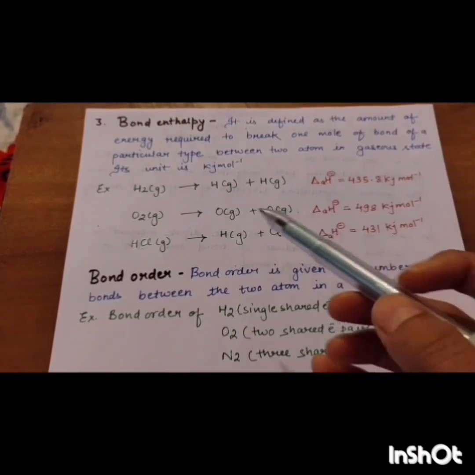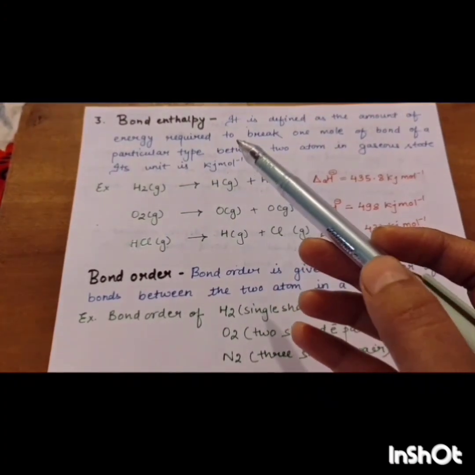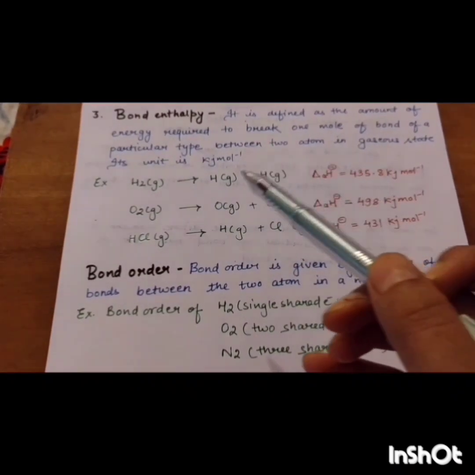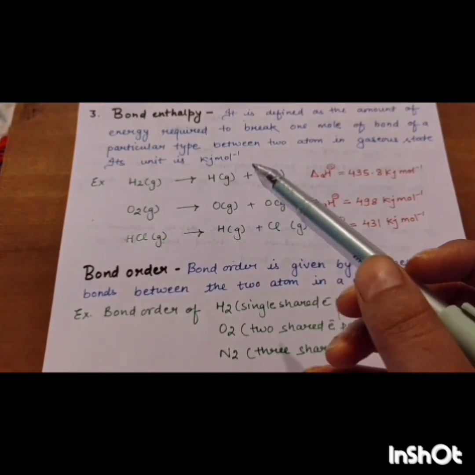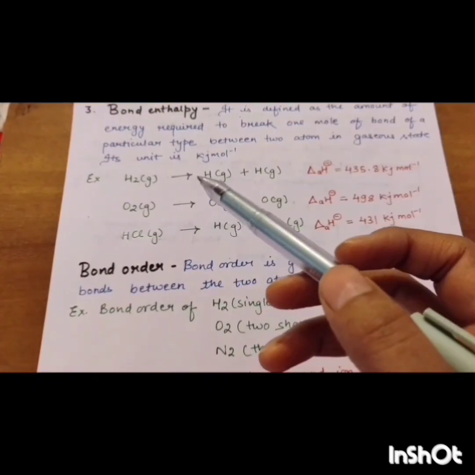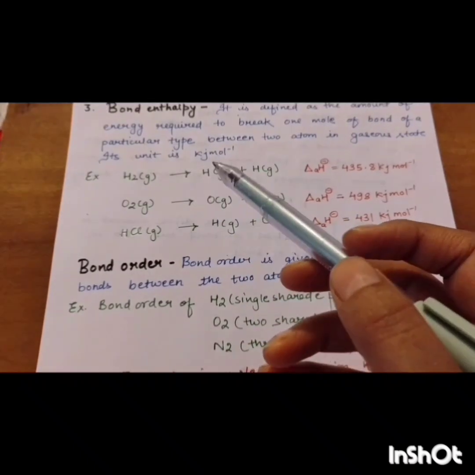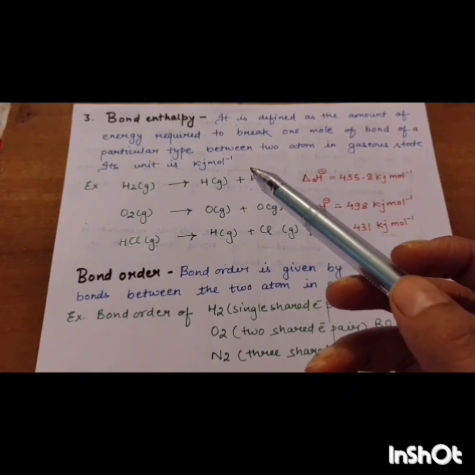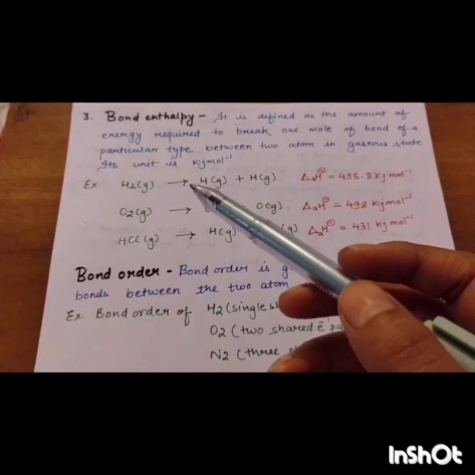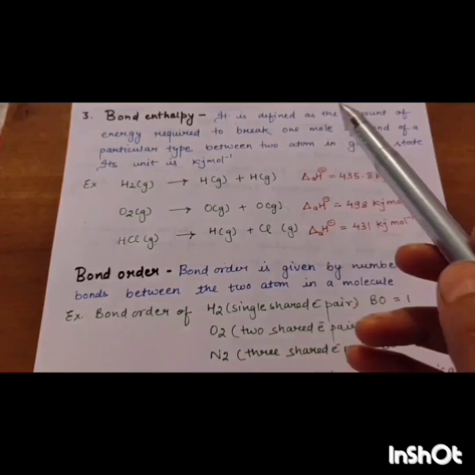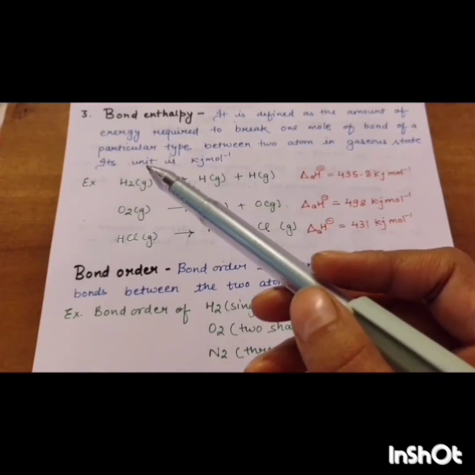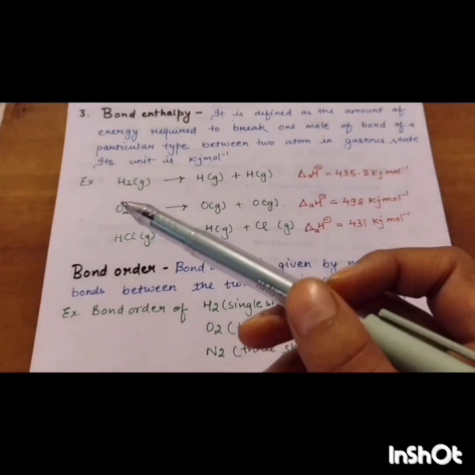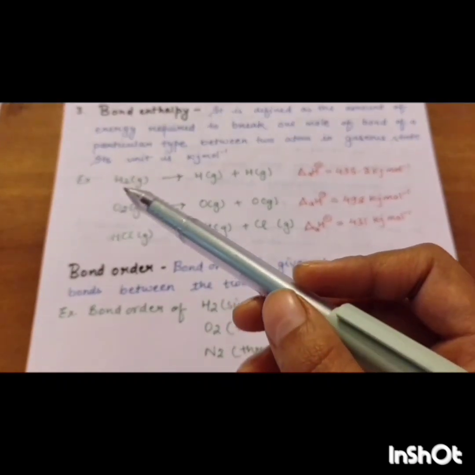Now our next term is bond enthalpy. So what is bond enthalpy? It is defined as the amount of energy required to break 1 mole of bonds of a particular type between two atoms in the gaseous state. Its unit is kilojoule per mole, and you have also studied bond enthalpy in the previous class. So let's take examples.